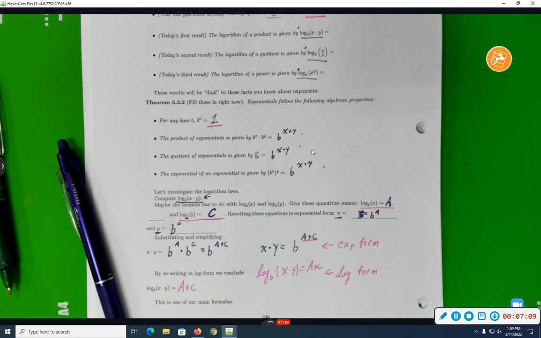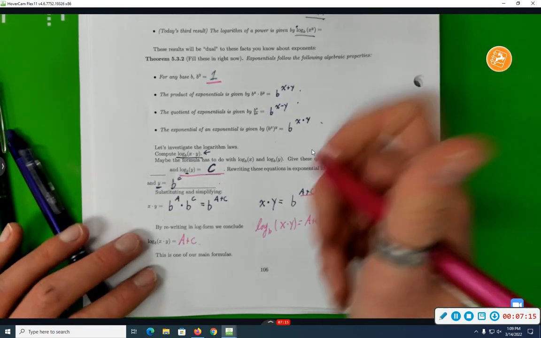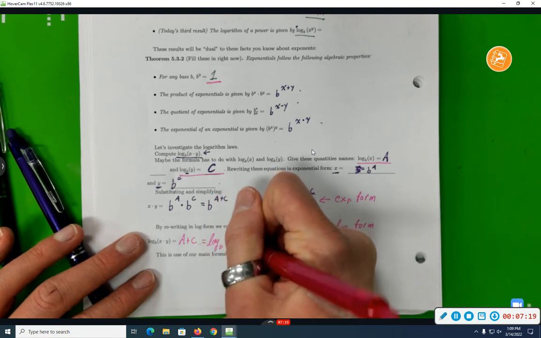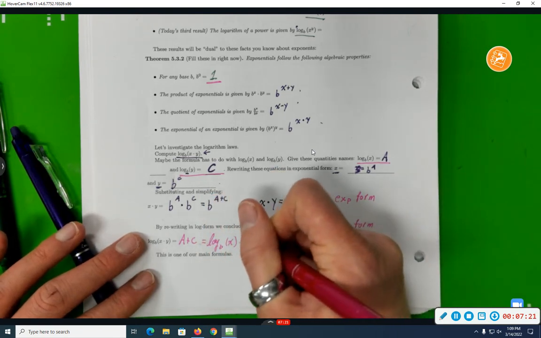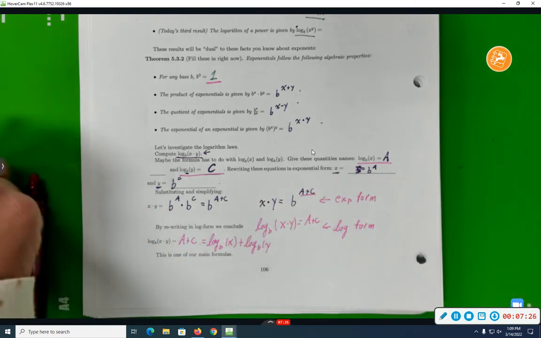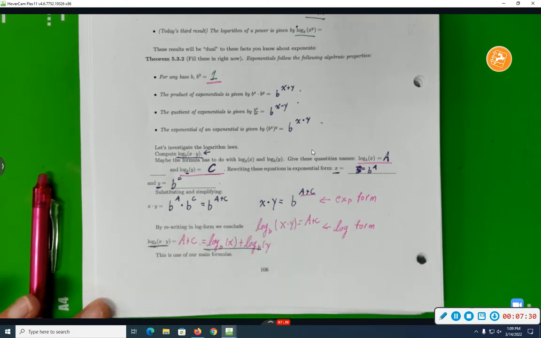And now let's go back. What is a equal to? Log base b of x. What is c equal to? Log base b of y. Nice. So that means the log base b of x times y is equal to the log base b of x plus the log base b of y.